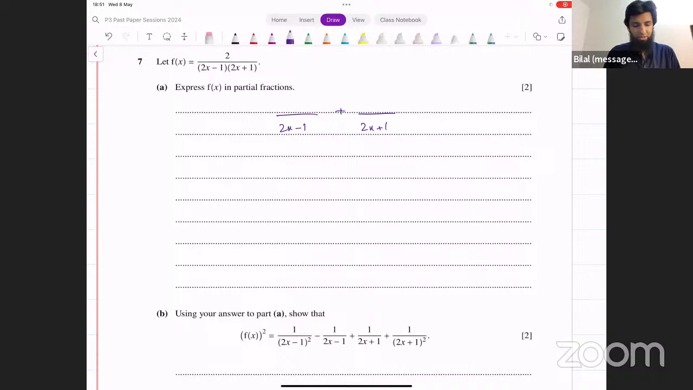Anyone check the marking scheme for this? Let me see. Sir, it's 1 and minus 1. 1 and minus 1? Okay, 1 and minus 1. A is 1 and B is minus 1. All right, so these are 1 and minus 1. We have marked.